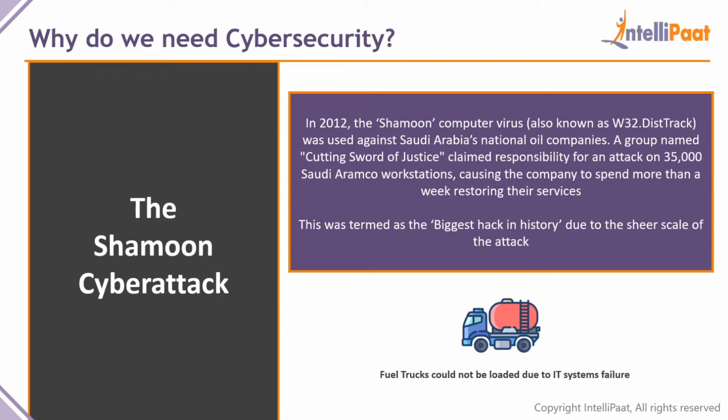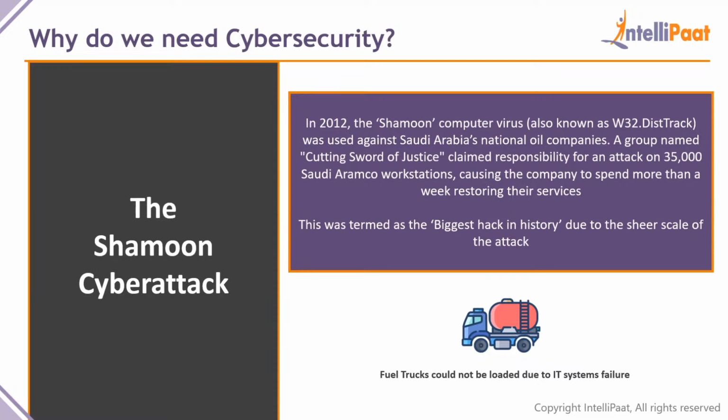In 2012, a virus known as W32.DistTrack was used against Saudi Arabia's national oil companies. Saudi Aramco was one of those oil companies, the biggest one, in fact. This virus affected about 35,000 workstations that the oil company used for day-to-day transactions. Basically, the oil, before being put into trucks, was put into the data records, and the transaction was made officially. But because these workstations stopped working, that particular activity could not be fulfilled.